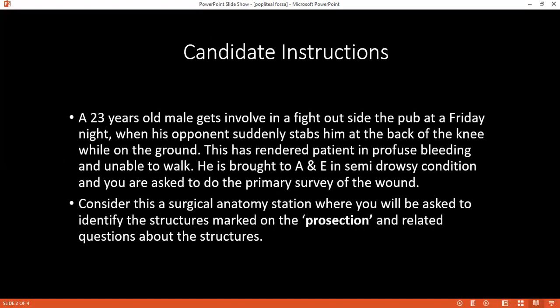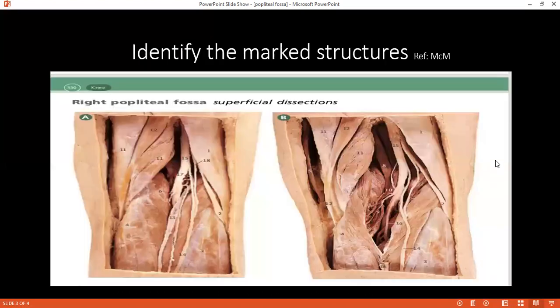Right. So if you have read and understood, considering a surgical anatomy patient, kindly tell me, what are you looking at in picture A and B? If you can explain it to me, please. Yes, it is a popliteal fossa of right leg.